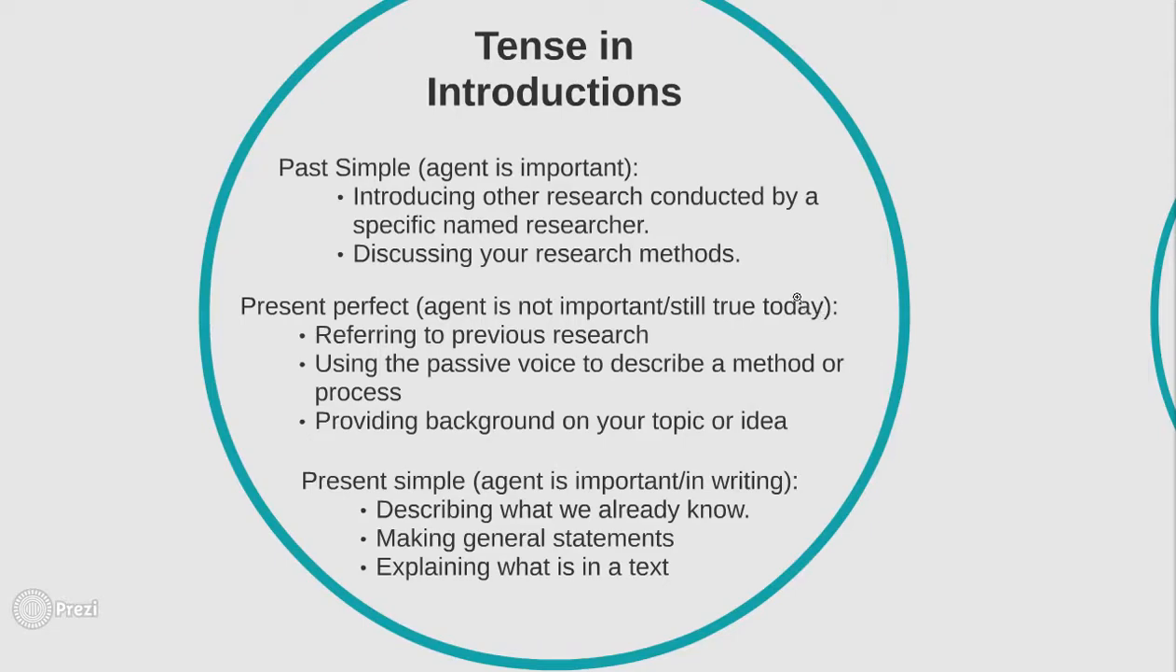So present perfect expresses something in the past that is still true right now. So you have to make sure that anything that you're writing in the present perfect fits into that. All right, so when you're referring to previous research, so you're giving background on the scholarly work on your topic.